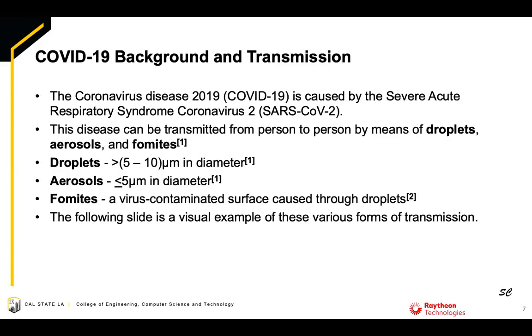COVID-19 background and transmission. The coronavirus disease 2019 is caused by severe acute respiratory syndrome coronavirus 2. This disease can be transmitted from person to person by means of droplets, aerosols, and fomites. Droplets are greater than 5 to 10 micrometers in diameter. Aerosols are less than or equal to 5 micrometers in diameter. Fomites are virus-contaminated surfaces caused through droplets. The following slides show an example of this.